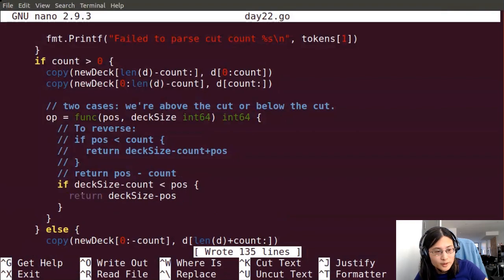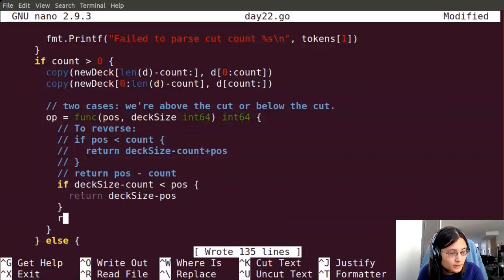I may need to feed some sample numbers in here to check it, but I think something like this is correct.